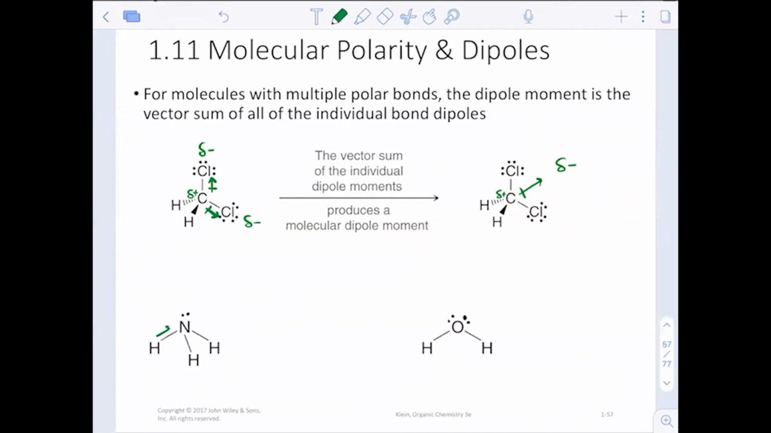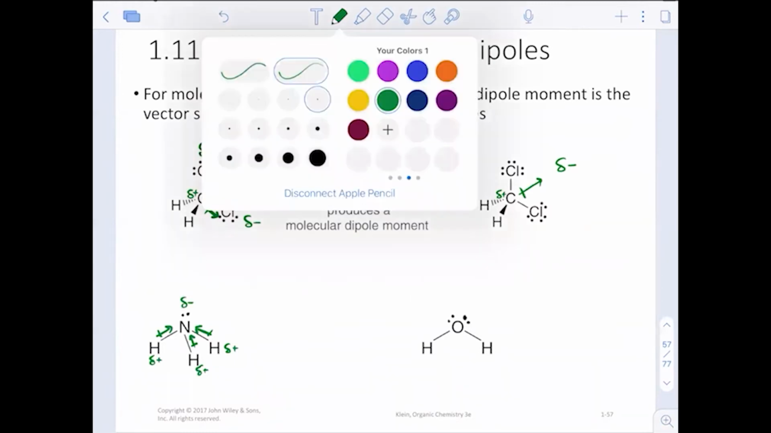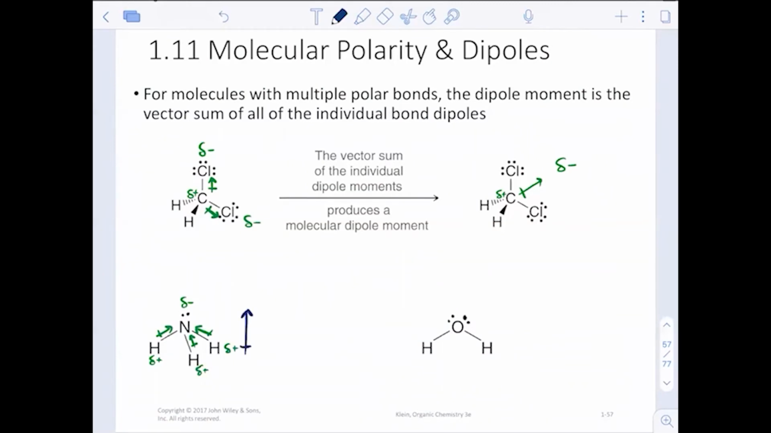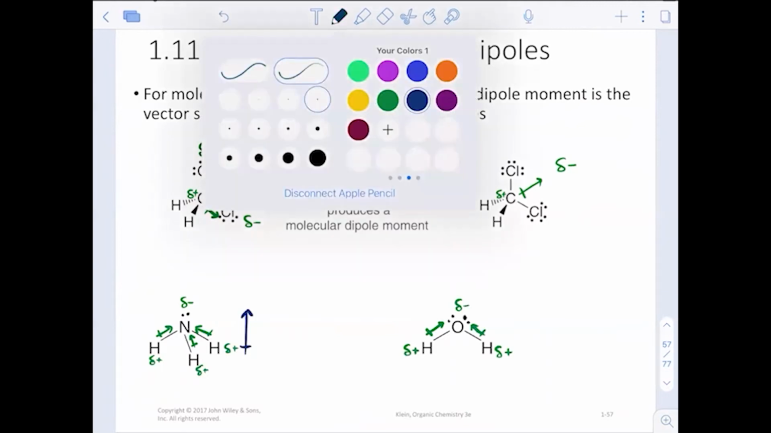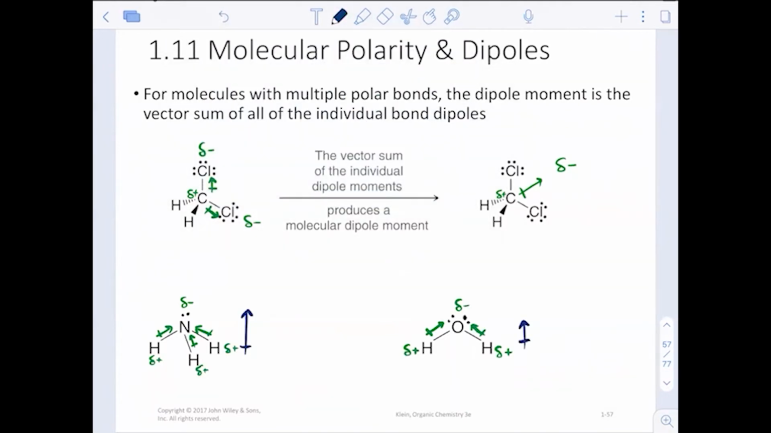Same thing with NH3. We have individual polar bonds resulting in a bunch of delta pluses on our hydrogens and a delta negative on the nitrogen. So overall, the polarity of this molecule points upward towards the nitrogen. Water has polar bonds. The overall polarity, the vector sum for that molecule points towards the oxygen, right? There is a net dipole moment in all of these molecules.